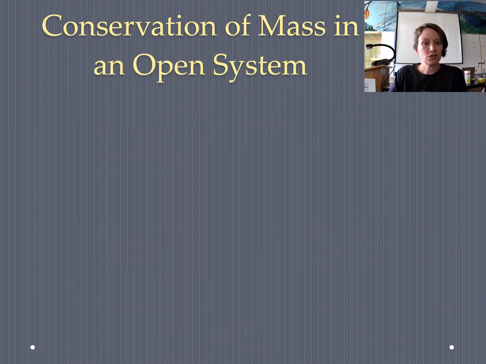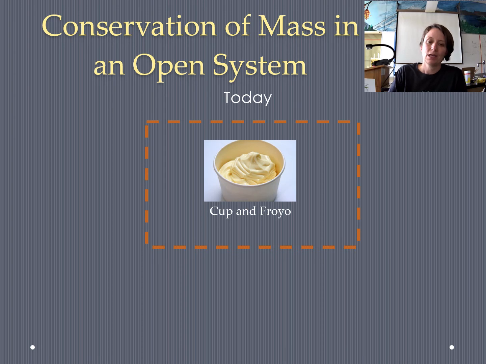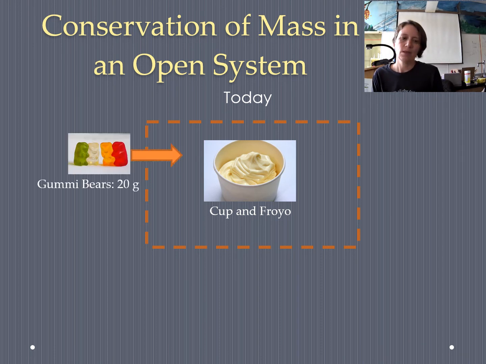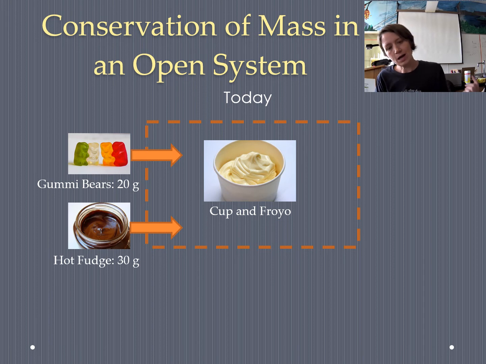So what would conservation of mass look like in an open system? Let's say we have an open system containing a cup with some froyo already in it. Somebody went to Sunny's down the corner and came back and gave us this cup, and we start off with froyo. Well, we don't like plain froyo, so we're going to add some stuff to the system. We're going to add, say, 20 grams worth of gummy bears to that system, and we're also going to add 30 grams of hot fudge. Those are my inputs, the things that are going into my system.